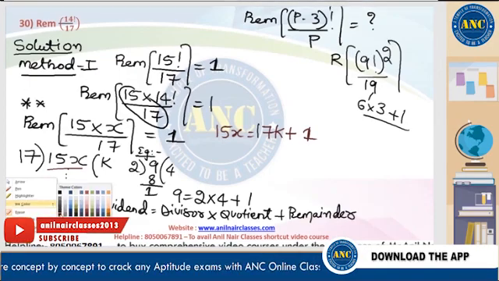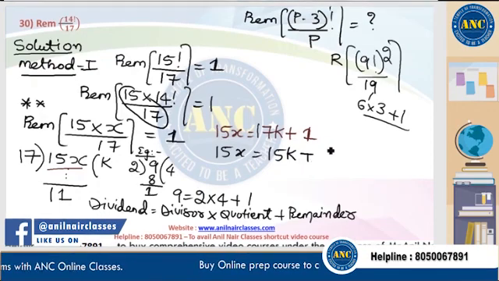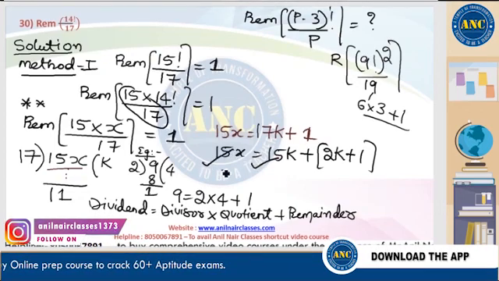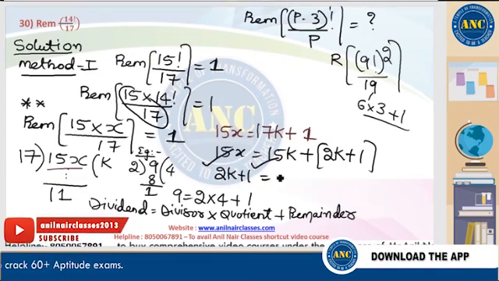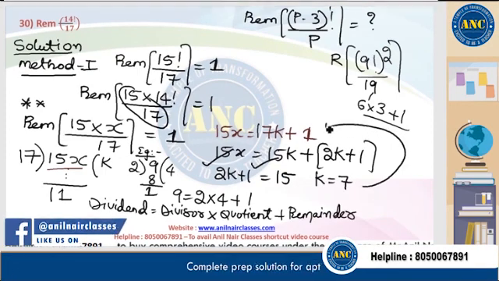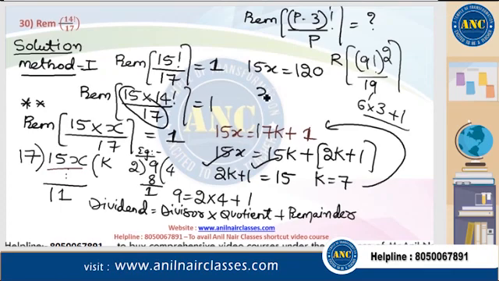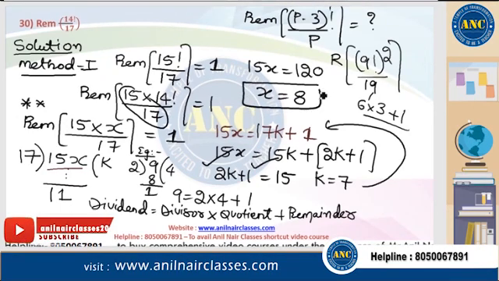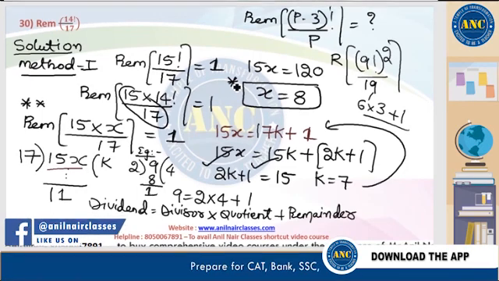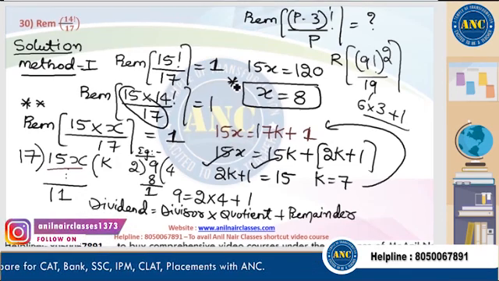Now if you see, 15x is nothing but 15k plus 2k plus 1. This is divisible by 15, so 2k plus 1 should be divisible by 15. So the k value is 7. If k is 7, 15x is 119 plus 1, which is 120. The x value is 8. The answer for this question is 8. I need to take 17, but in a hurry I took it as 7. I hope the idea is clear.